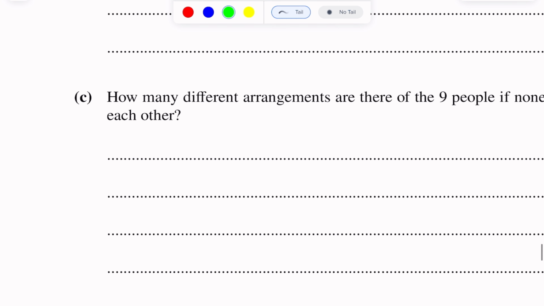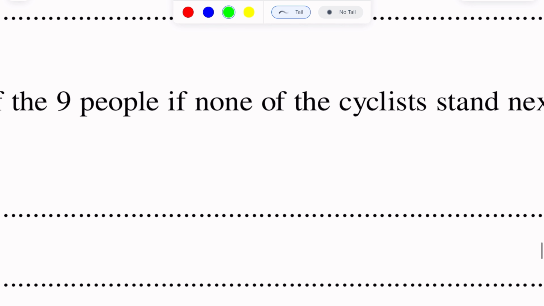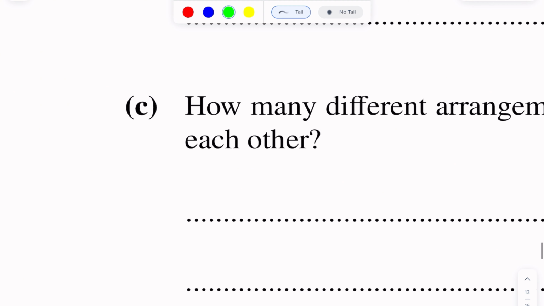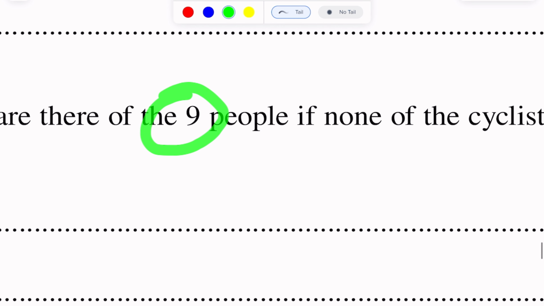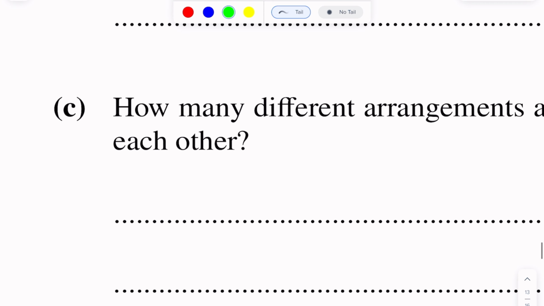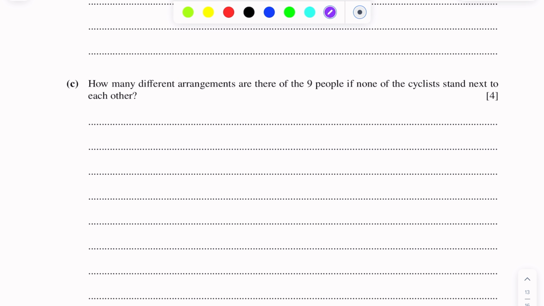Now the next part, part C, is also from permutations, because the word arrangement is visible. How many different arrangements are there of the nine people if none of the cyclists stand next to each other? This is the restriction in the question. Total people 9. The restriction is that none of the cyclists stand next to each other. So the arrangement will be of this type.